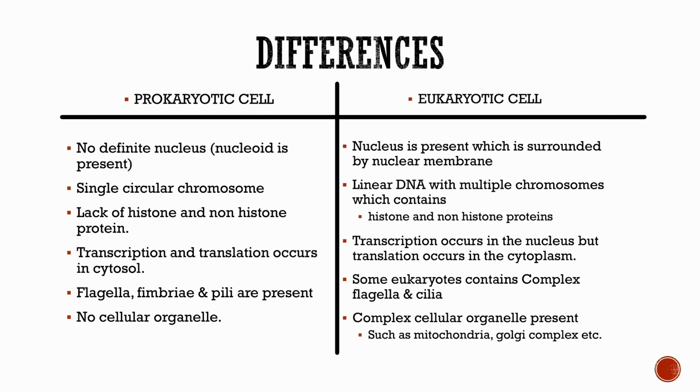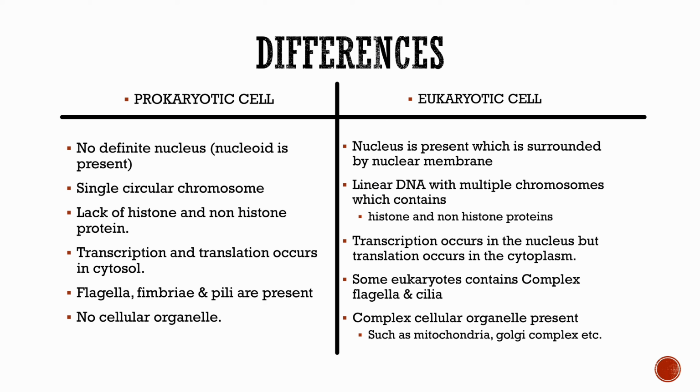Now prokaryotes have simple flagella, which are made up of flagellin. They also contain fimbriae and may have pili. Some eukaryotes, for example Chlamydomonas, contain complex flagella and Paramecium contains cilia. Both flagella and cilia are made up of microtubules, that is tubulin. Prokaryotes do not have any cellular organelles, but eukaryotes contain complex membrane-bound cellular organelles.